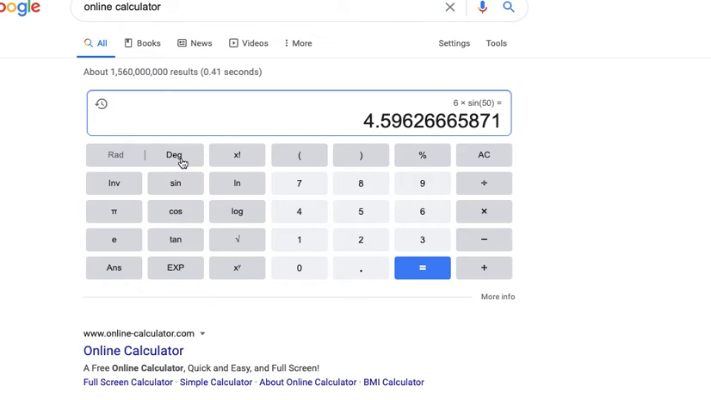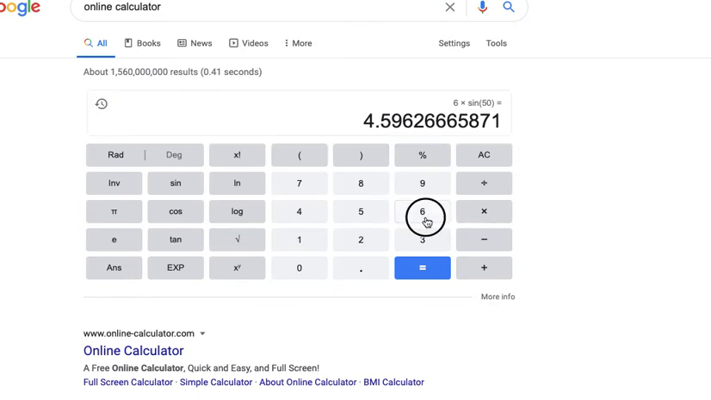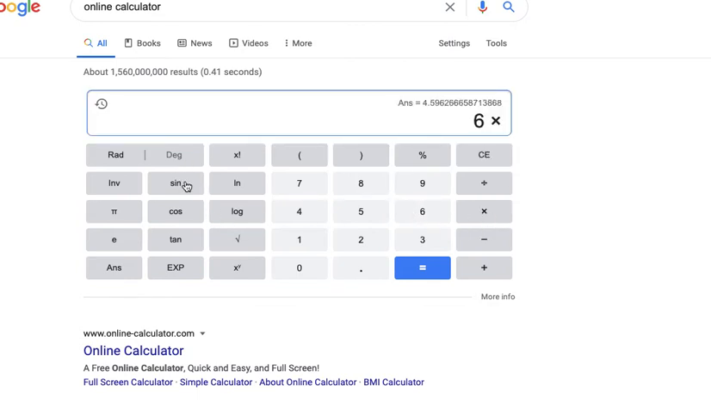For example, some students forget to set it up, so this one is not set up as degree. I still type the same thing, 6 times sine 50. As you can see, the answer is quite different. So if you use a different unit, you will probably end up with a wrong answer. But one thing you can tell yourself is, we are talking about the length of the side. If you get a negative answer, definitely something is wrong. So you can use that to remind you how to set it up.